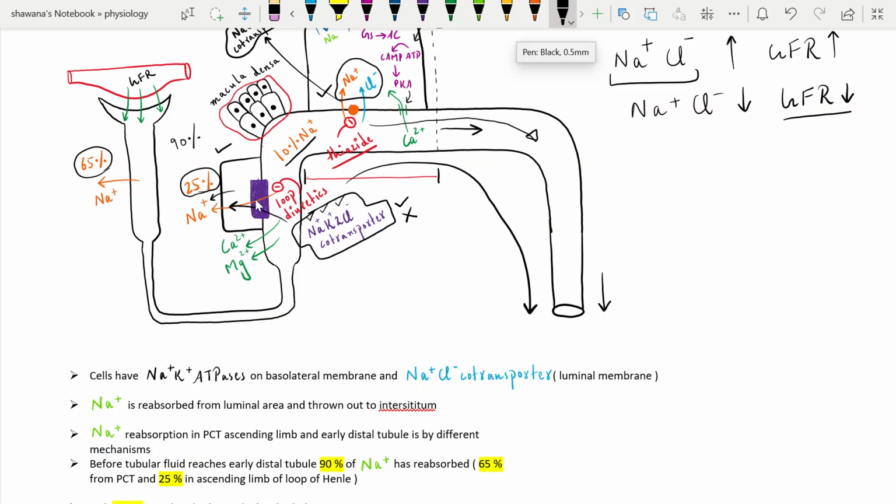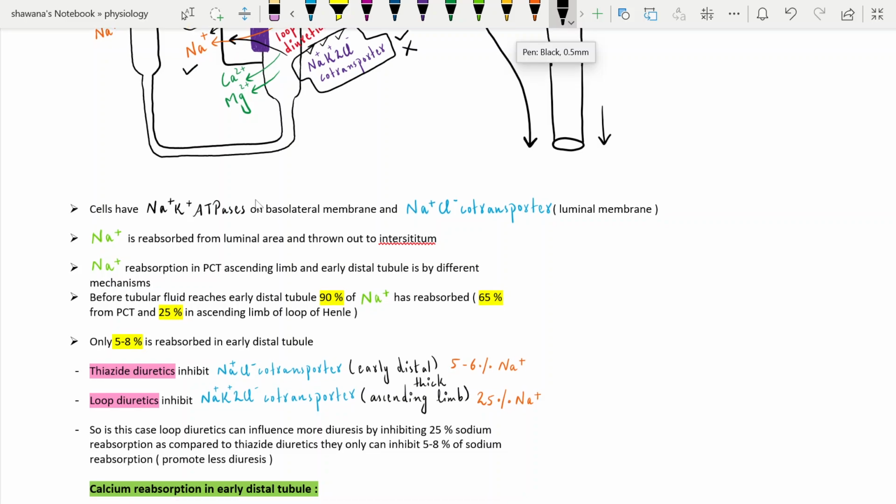But the most important thing to mention here is that the amount of sodium reabsorption here and the amount of sodium reabsorption here is different. In the ascending part, 25% of sodium is reabsorbed, and in the distal part only 5 to 8% of sodium is reabsorbed. It means that loop diuretics will promote more diuresis because they inhibit the reabsorption of 25% of the sodium. Okay, and thiazide will produce comparatively low diuresis and low natriuria as far as the sodium is concerned.